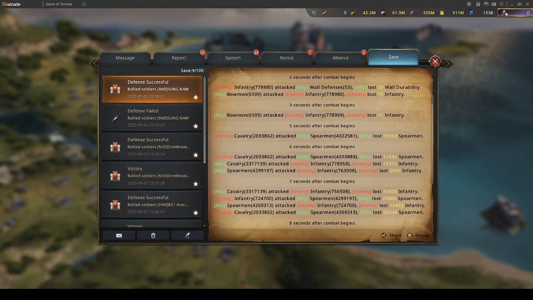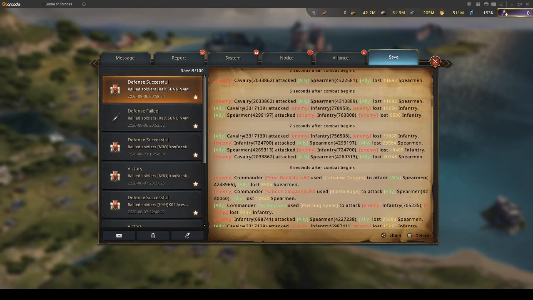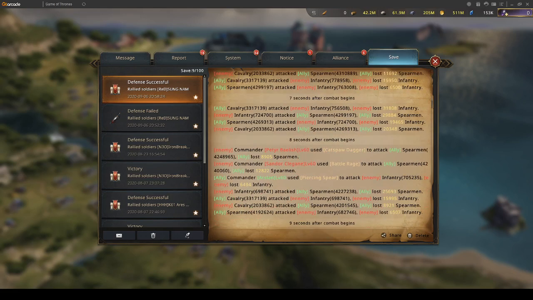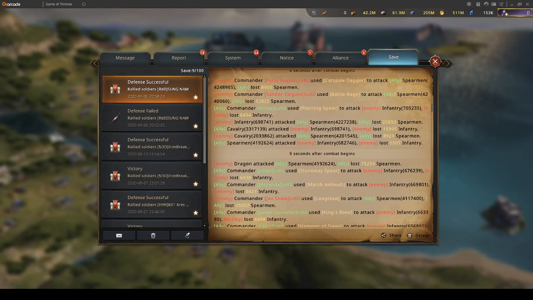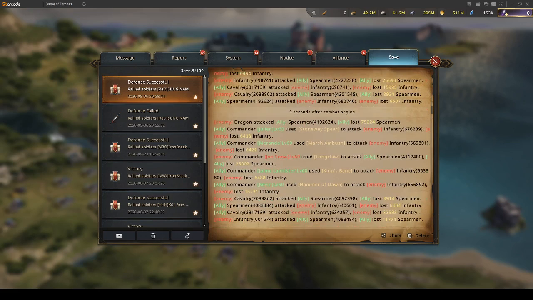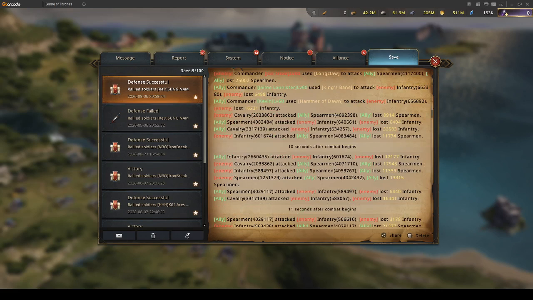What else is a good counter to show? If I can find a cav on cav one, let me see. No, infantry on infantry. Let me see. I know it's 10 seconds in. Okay, so this is the break-even one: my infantry attacking his infantry is about break even. So you can see the disparity though.